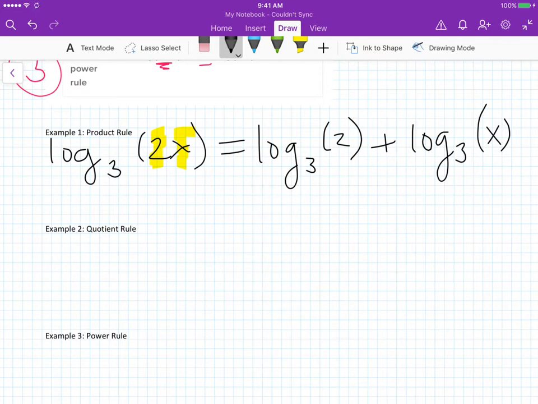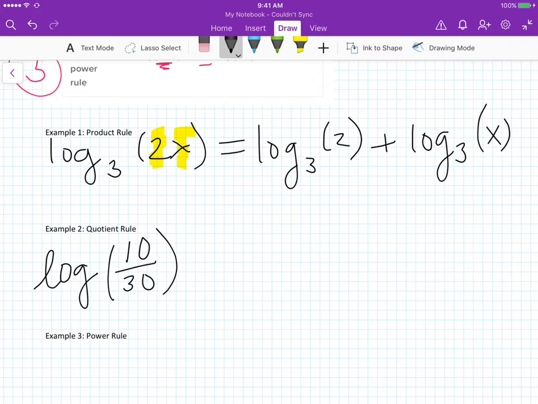The second one is the quotient rule. For example, if we had the log of 10/30. Now, remember that if there isn't a log base, the imaginary log base is 10. So there's an imaginary 10 there, but we don't need to write it, just like we wouldn't write 1x, we would just write x. The common base is 10.